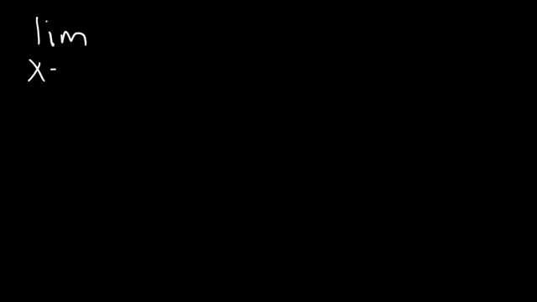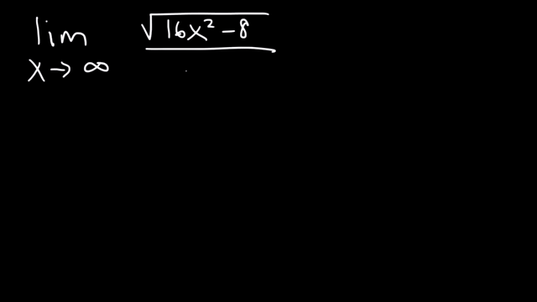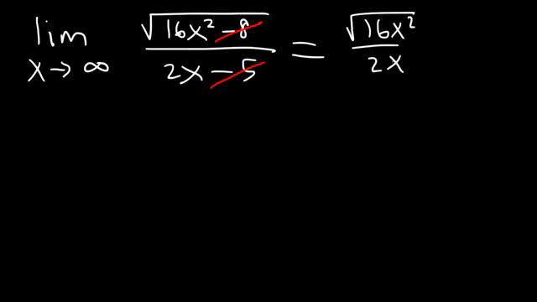What is the limit as x approaches infinity of the square root of 16x squared minus 8 divided by 2x minus 5? Go ahead and try it. So when x is very large, only the most significant term will remain, or will be important. 8 is insignificant and 5 is insignificant. So this expression becomes equal to the square root of 16x squared divided by 2x. The square root of 16 is 4, and the square root of x squared is x. And 4x divided by 2x is 2. So that's going to be the answer.